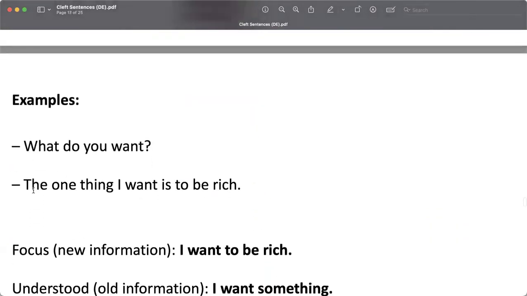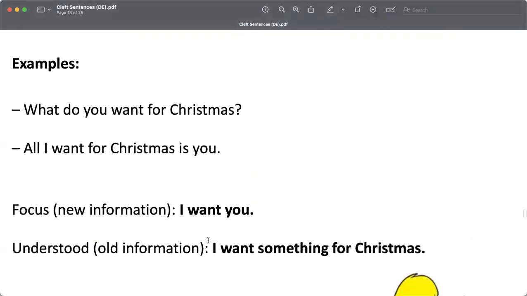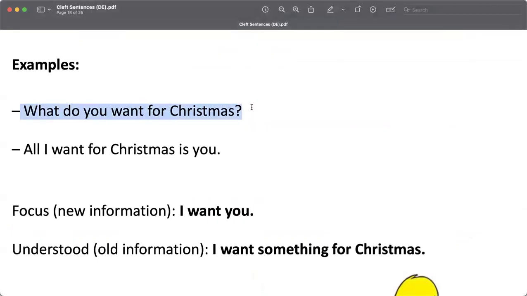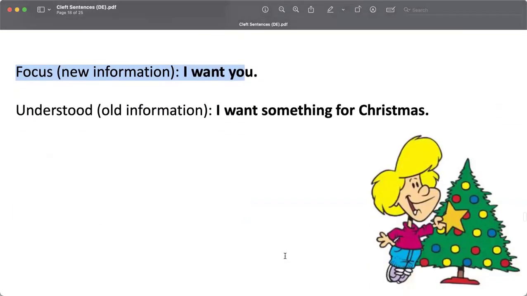Another example: what do you want? "The one thing I want is to be rich." The focus, the new information, is to be rich. The understood information is: I want something. Then the other one: what do you want for Christmas? "All I want for Christmas is you." I think there's a song related to this phrase. The focus, the new information, is: I want you. The understood information is: I want something for Christmas.